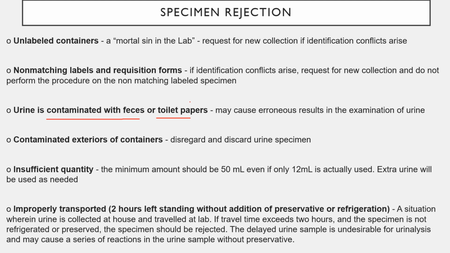Then another cause for rejection, class, is if your urine is contaminated with feces or toilet paper. So this actually happens, class. This actually happens in certain patients. May mga patients tayong pasaway, class. What they would do is that they would scoop urine from the toilet bowl. Diba? Sabi mo mag-collect ng urine. Ang ginawa, nag-scoop ng ihi sa toilet bowl. So you need to reject that. This can lead to erroneous results in the examination of urine.